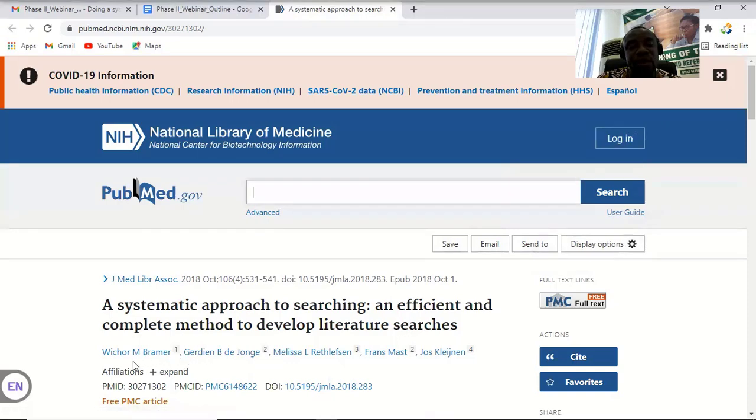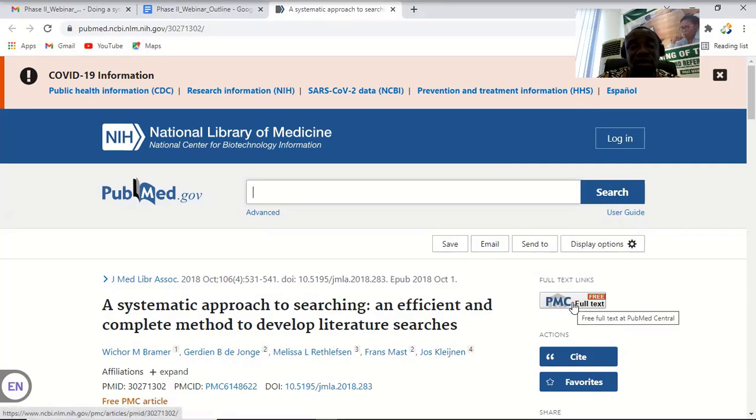This is by Wicker, Bremer and others. So it's a 2018 publication. It's right here. It is in the Journal of the Medical Library Association, JMLA. All right. You can get the full text right here with PMC.